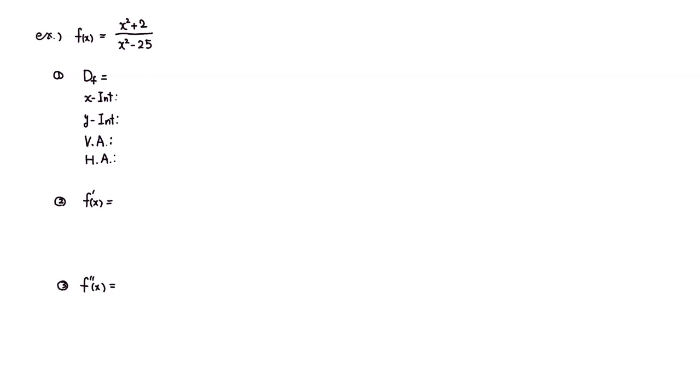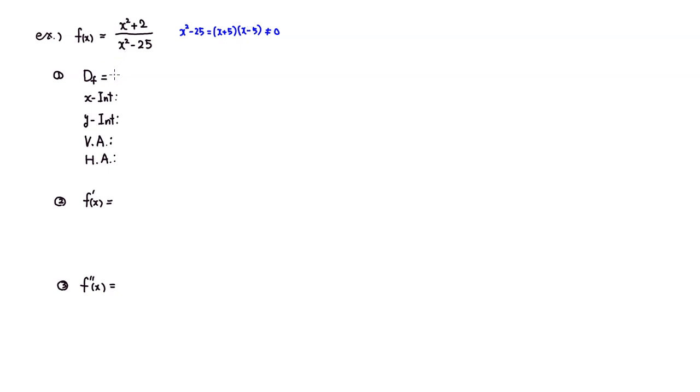The domain. Right, so you can see that if you set the denominator equal to 0, so you have x squared minus 25, which can be factored as (x plus 5) times (x minus 5), and we don't want this to be equal to 0. Which means that x cannot be negative 5 or positive 5.